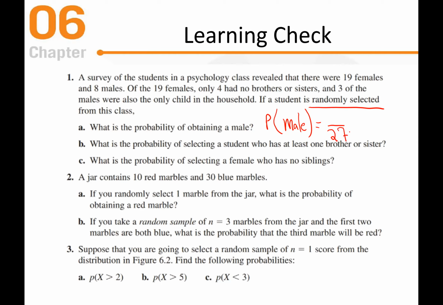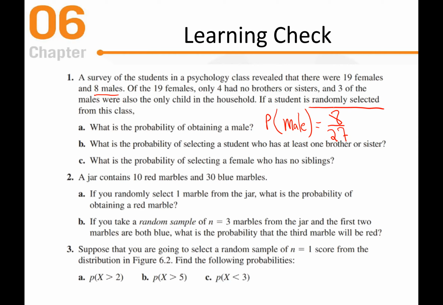So the number of possible outcomes, the total number of students, is 27: 19 females and 8 males. Out of those 27 students, how many are male? There are 8 males. So that is the probability of obtaining a male, 8 out of 27, or 8 over 27.